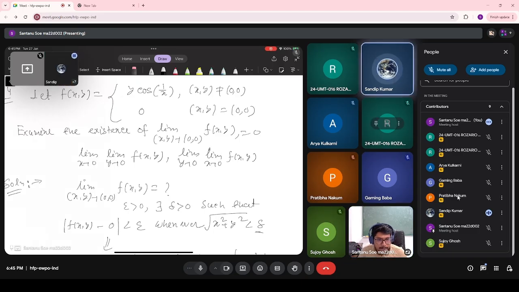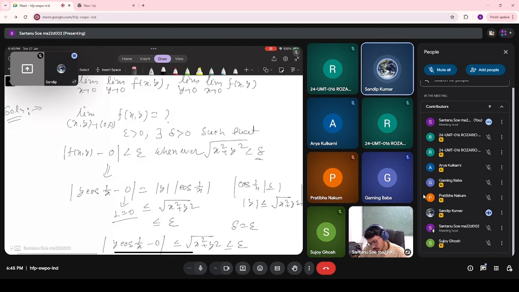So one doubt is there. So in a few books, the condition that you have taken for delta is square root of x square plus y square less than delta. In a few books, I have seen different conditions for x and y, like mod of x less than delta and mod of y less than delta. They take two different conditions of x and y for delta. So are both these methods okay to work with?